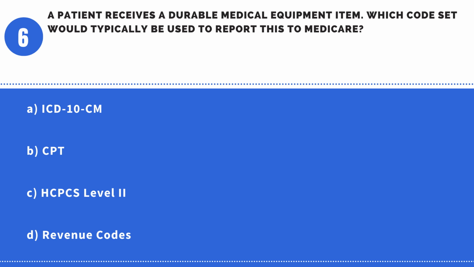Question 6. A patient receives a durable medical equipment item. Which code set would typically be used to report this to Medicare? A. ICD-10-CM. B. CPT. C. HCPCS Level 2. D. Revenue codes.